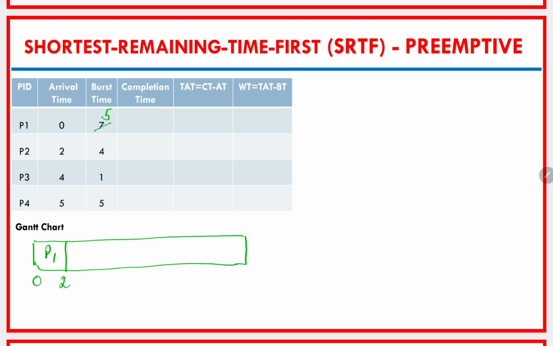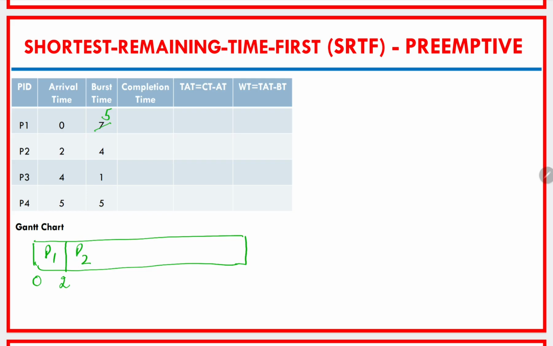In the meantime, after 2 milliseconds, process P2 came over there. Now we will compare the burst time of process P2 with the pending time of process P1. P1 needs 5 more milliseconds of CPU time, whereas P2 needs 4 milliseconds. So P1 is preempted now, and P2 gains the access of the CPU and is doing its job.